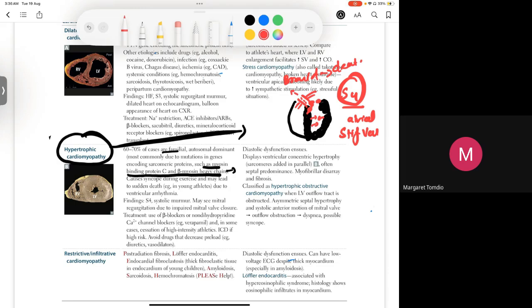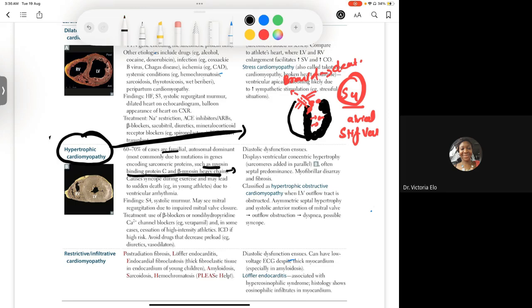What do we mean by functional obstruction? As we're increasing the activity of the heart, these two parts just come close to one another and they would obstruct the aorta. So it's going to be an aortic stenosis kind of situation. Is it clear? Yes, it is. Okay.